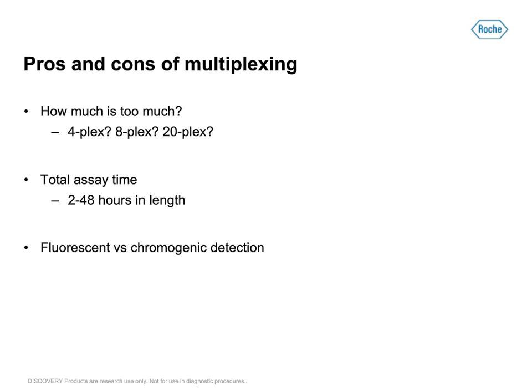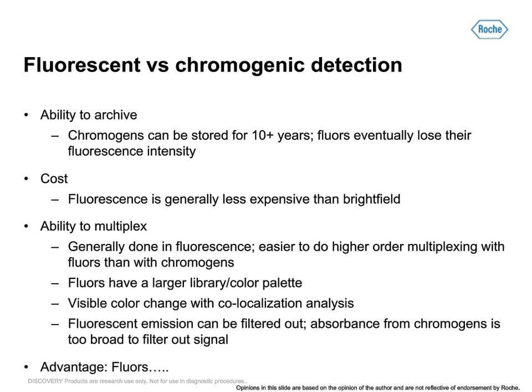Also, take into consideration assay time. With multiplexing, you are doing a lot of markers per slide, so the assay time can get lengthy, and it can go from anywhere from 2 hours to 48 hours, or maybe even more, depending on the type of multiplexing you're trying to achieve. And then, at your disposal, you do have fluorescent and chromogenic detections, and each one of those has their own pros and cons as well.